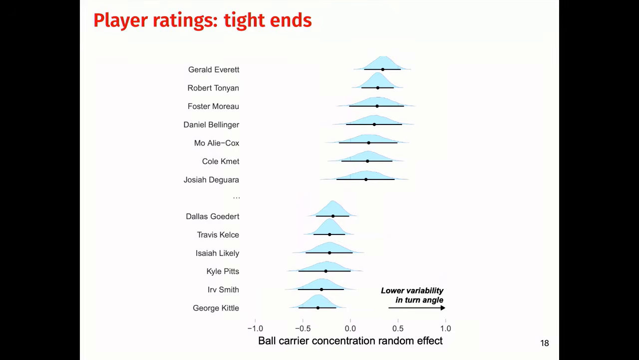Let's now look at some tight ends. Again, same figure as before. Top means low variability, bottom means high variability in turn angle. And we see names down here like George Kittle, Kyle Pitts, and even Travis Kelce all rank high in terms of high variability in turn angle, which is consistent with, I guess, conventional rankings of tight ends in the position and gives more credibility to our approach.